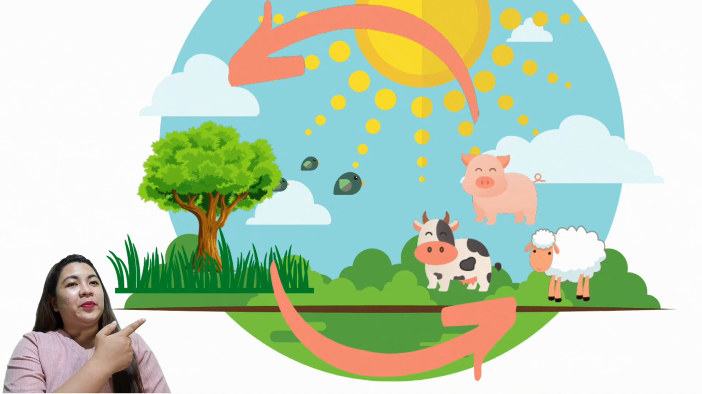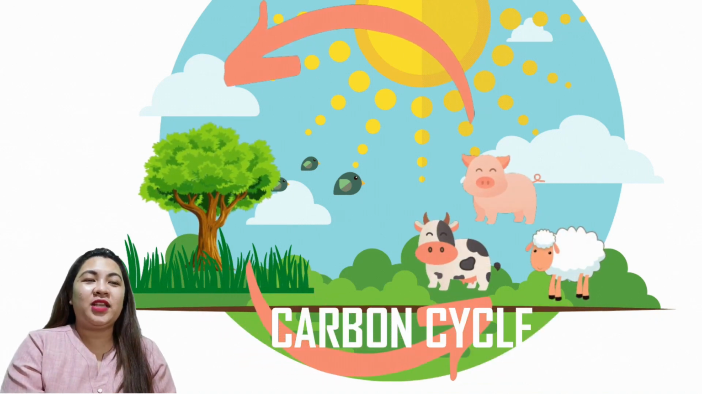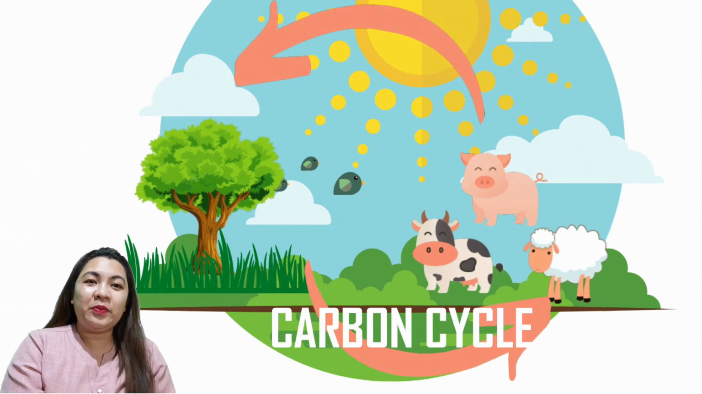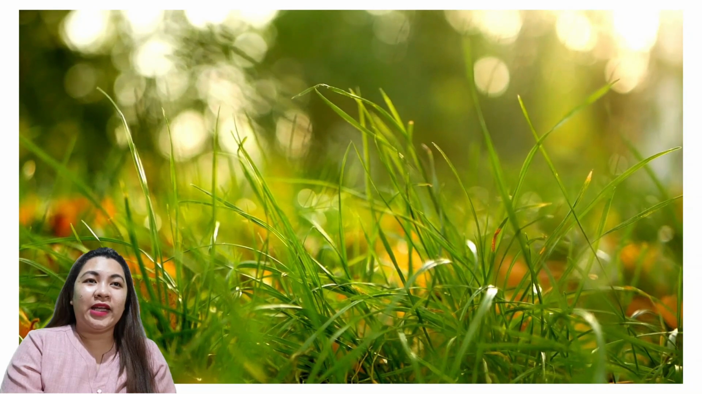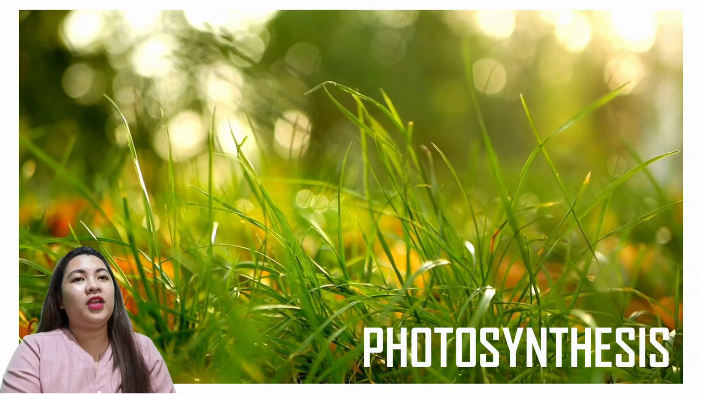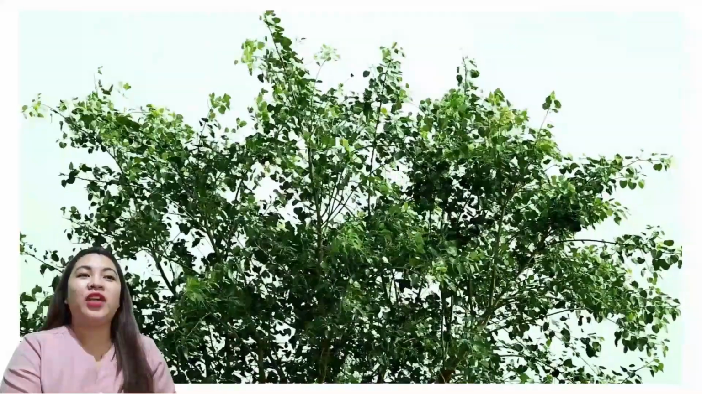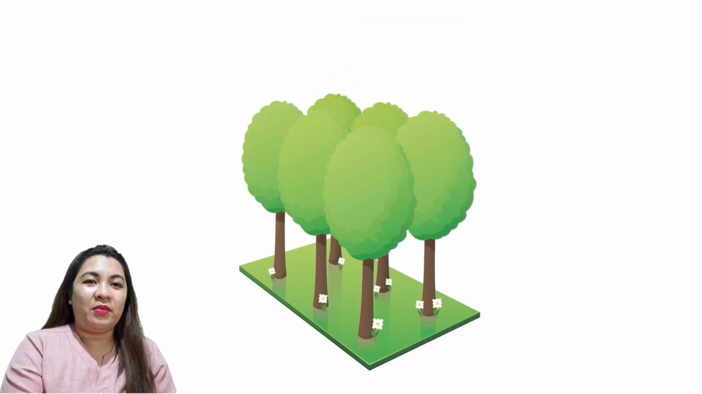Plants and animals are part of what we call the carbon cycle, where animals give off carbon dioxide as a byproduct of respiration. The carbon dioxide is needed by the plants in the process of photosynthesis. In return, plants will give off oxygen as a byproduct of photosynthesis, which is needed by animals.